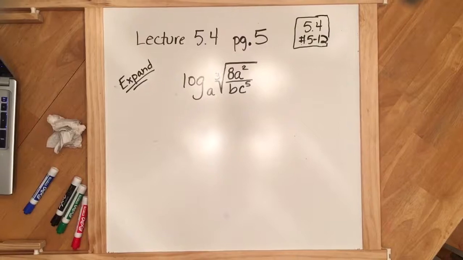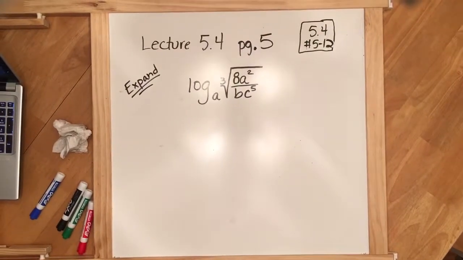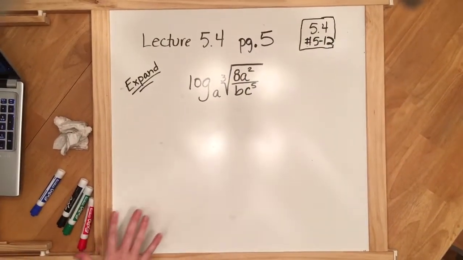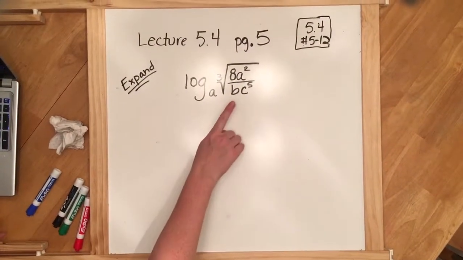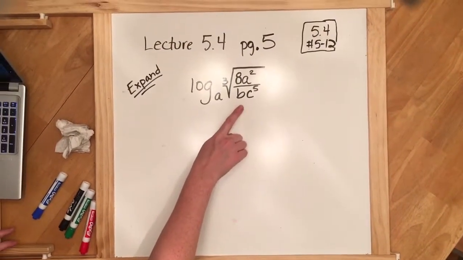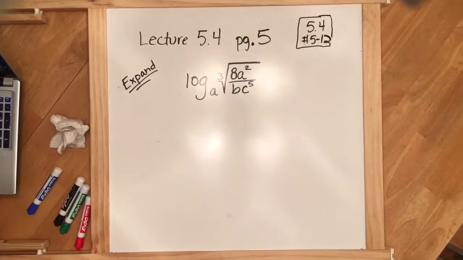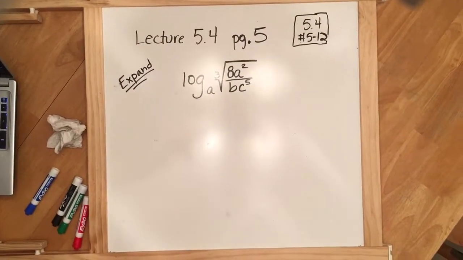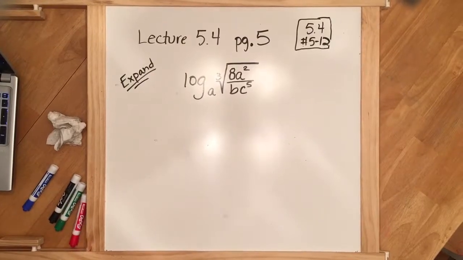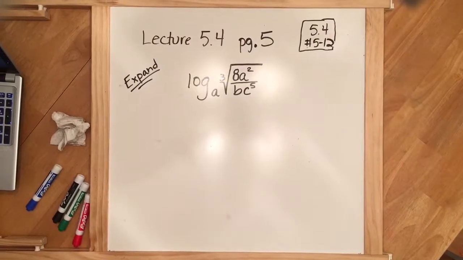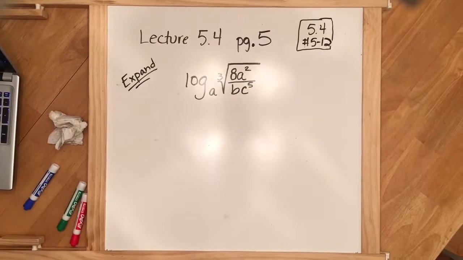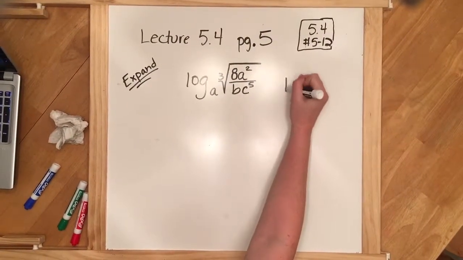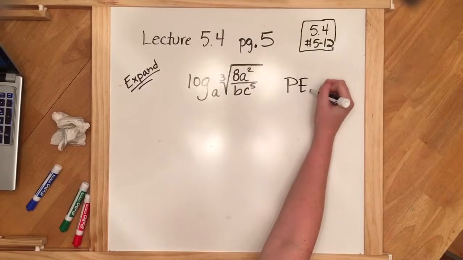Alright, this example goes with page 5 of lecture 5.4, but you're going to notice that I modified this question a little bit so I could talk about a couple extra things in this example. So it's going to look a little different, so make sure you make those adjustments. So again, the first thing I like to do is write down my order of operations.